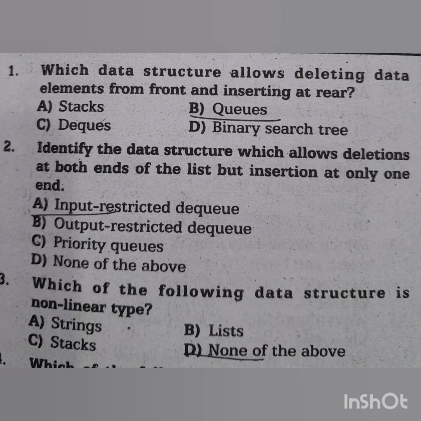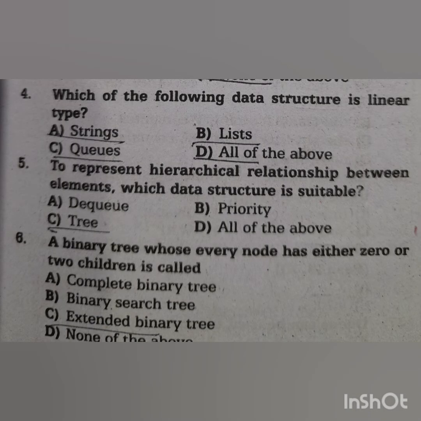Which of the following data structure is non-linear type? None of these. These all are linear types. Which of the following data structure is linear type? All of these: strings, queues, and list. To represent hierarchical relationship between elements, which data structure is suitable?